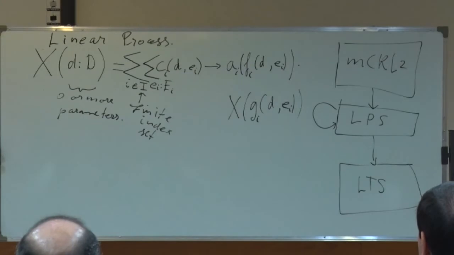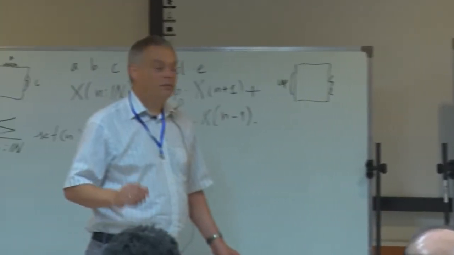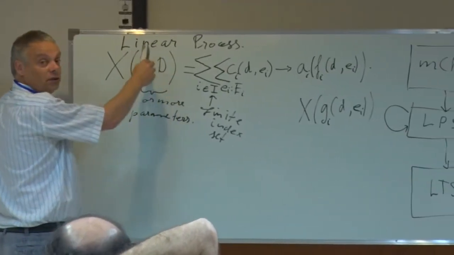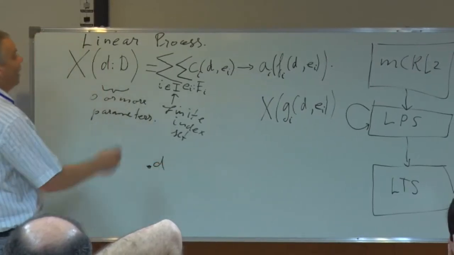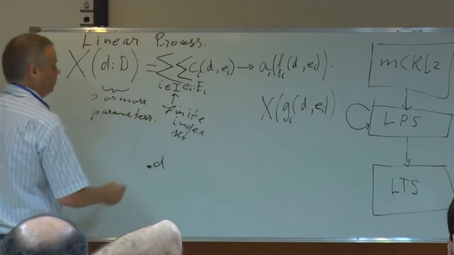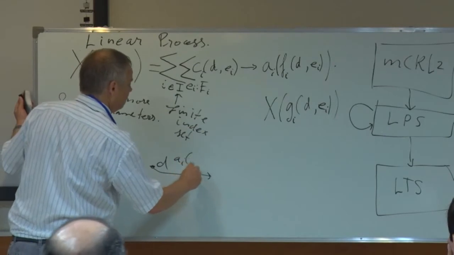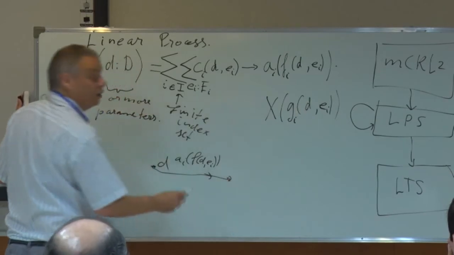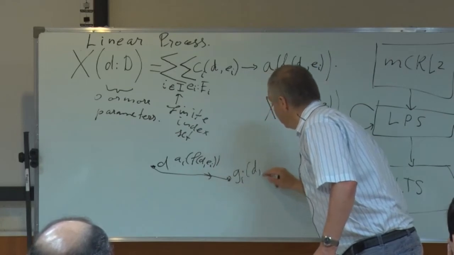Let's first give an example of a particular process that is not linear. Yeah, so this basically is the whole state space of the process. In every state d, if the condition holds, I have such an a_i action. And I go to the new state, and this is exactly g_i(d, e_i).